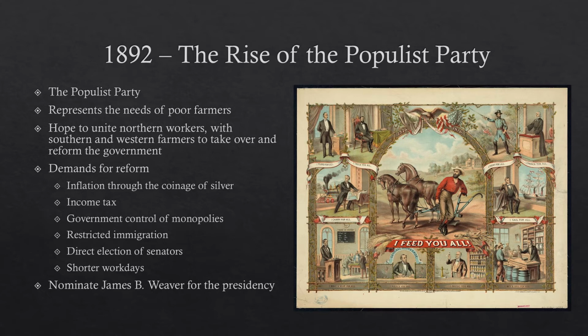So all of these were designed to make life better and easier for workers, and would probably have hurt big business if they had gone into effect. So anyway, the Populist Party calls for all of this stuff and nominates a dude named James B. Weaver for president.